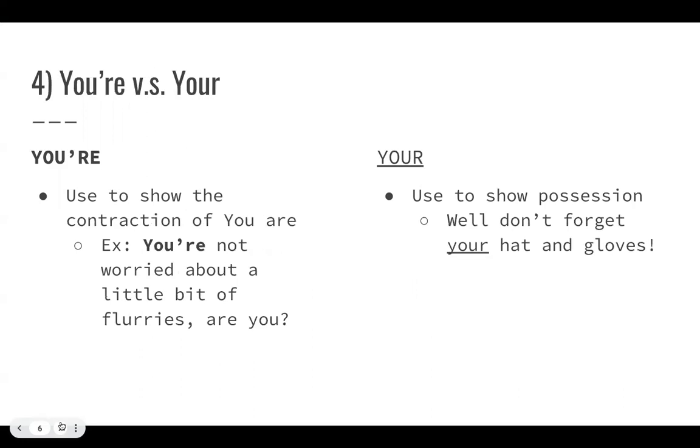You're versus your. You apostrophe re is used to show the contraction of you are. So, for example, you're not worried about a little bit of flurries, are you? Your without the E and apostrophe is used to show possession. Well, don't forget your hat and gloves.